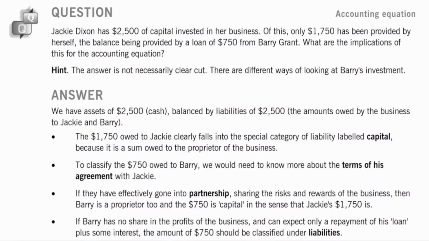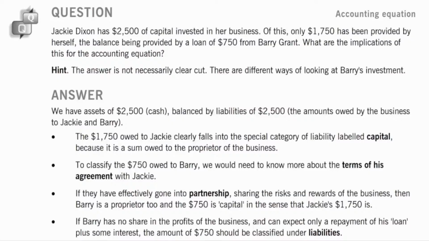Step-by-step explanation. Step 1. Identify the assets. The first thing we need to figure out is what the business owns. In this case, the business has cash worth $2,500. That's the total value of its assets. Step 2. Break down the liabilities and capital. Now let's figure out how this $2,500 is balanced.